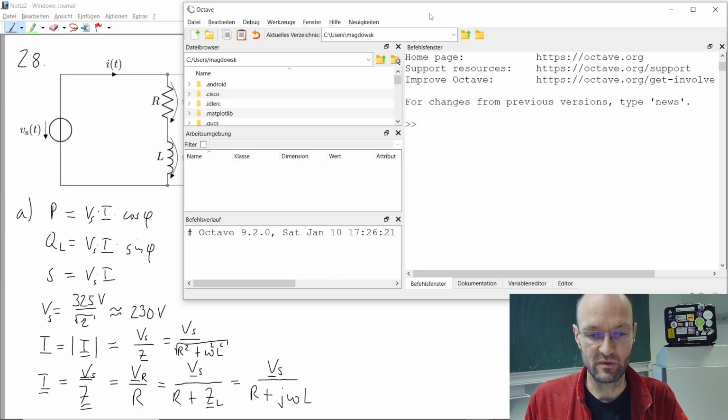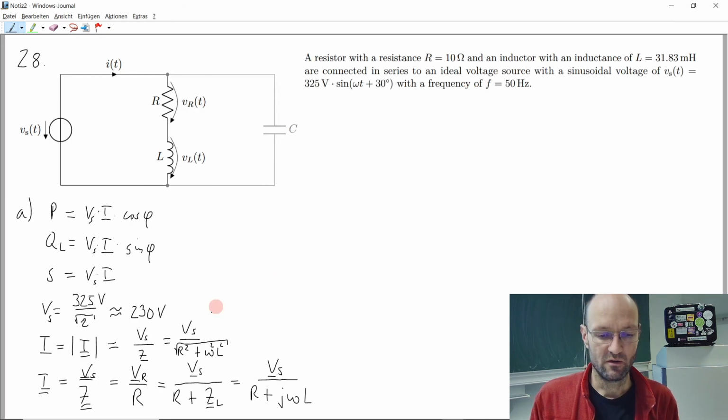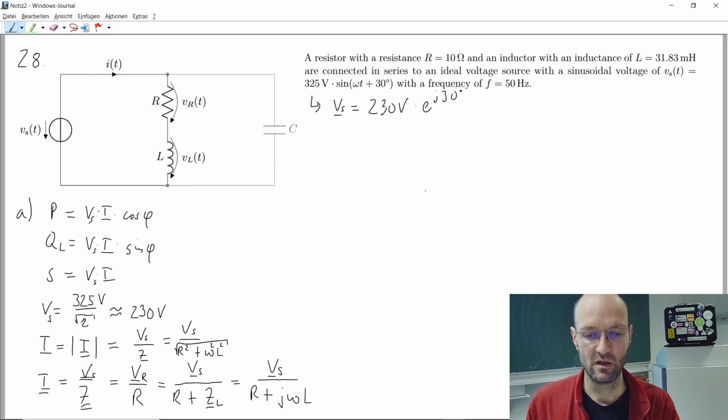And now, before starting with Octave, we need to have our source voltage as a phasor. So if we take this time function and convert it into this complex phasor, what do we do? Amplitude times exponential of j30. And because we want to have an RMS phasor, we don't take the amplitude, we take the amplitude divided by square root of 2, the RMS value, so 230 volts, and then multiply by e to the j, and then the phase angle, which is 30 degrees.